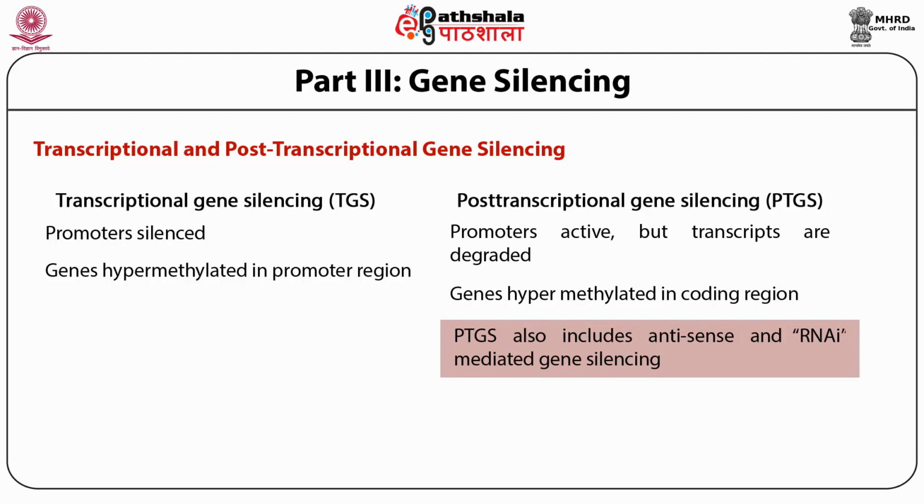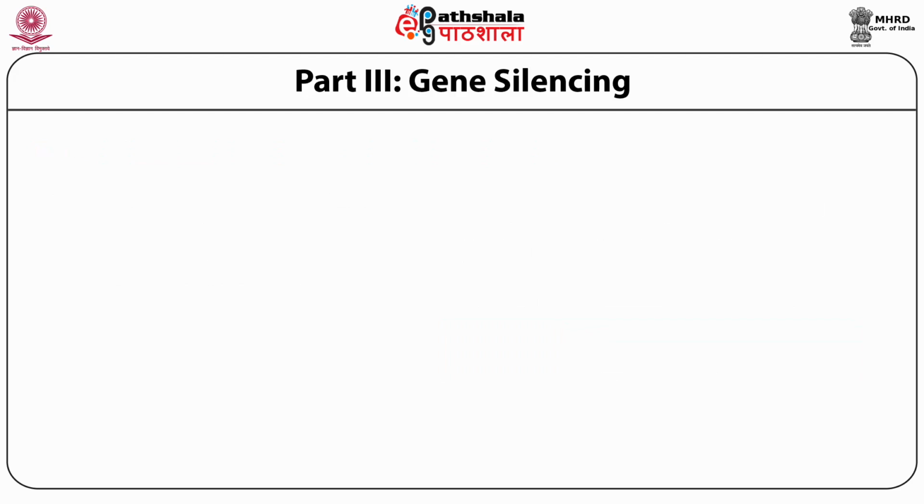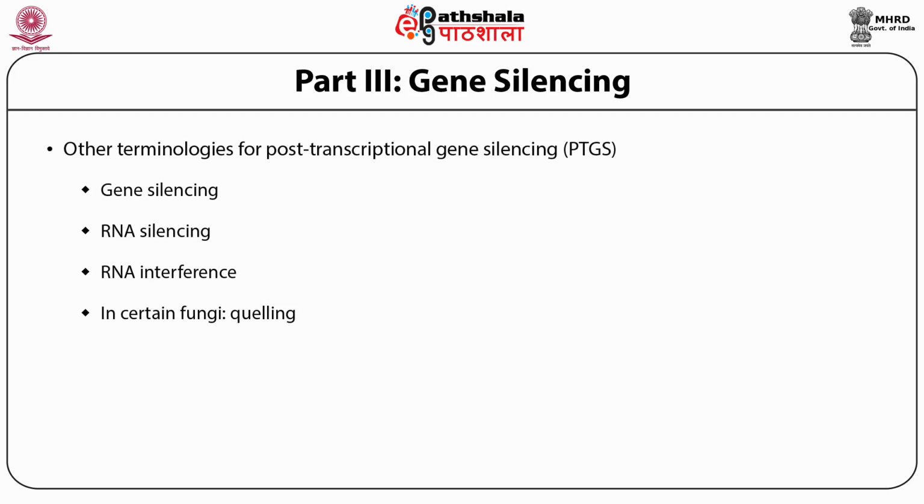There are several other gene silencing processes, for example, post-translational gene silencing. When the transcript is translated into protein and the protein is degraded, the gene phenotype is not produced. That's also a sort of gene silencing. There are different types of gene silencing, as I mentioned here. Different terminologies are used for PTGS: RNAi, that is RNA interference, or microRNA for mRNA silencing, or in the case of fungi, it is known as quelling.